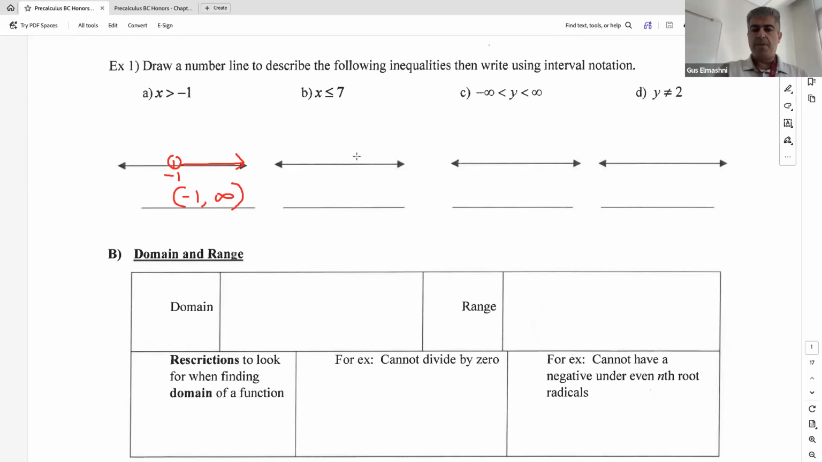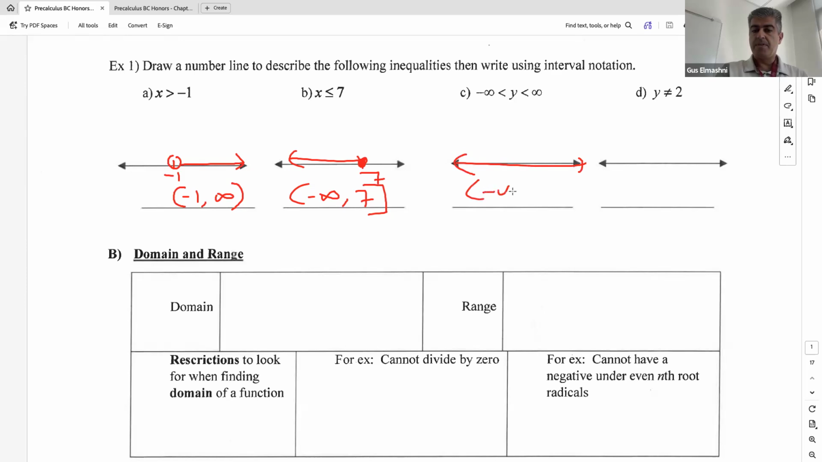So 7, I'll put 7 over here. Now, is that included? So I'll put a filled in circle. And I'm going to the left. Now, do I start by writing 7 or negative infinity? Because it's a lower number, right? And do I put a bracket or parentheses? Bracket, right? Now, this is everything, right?